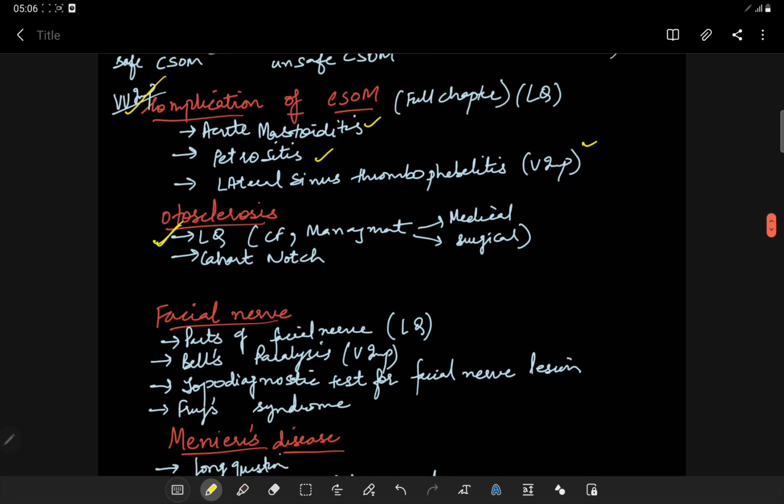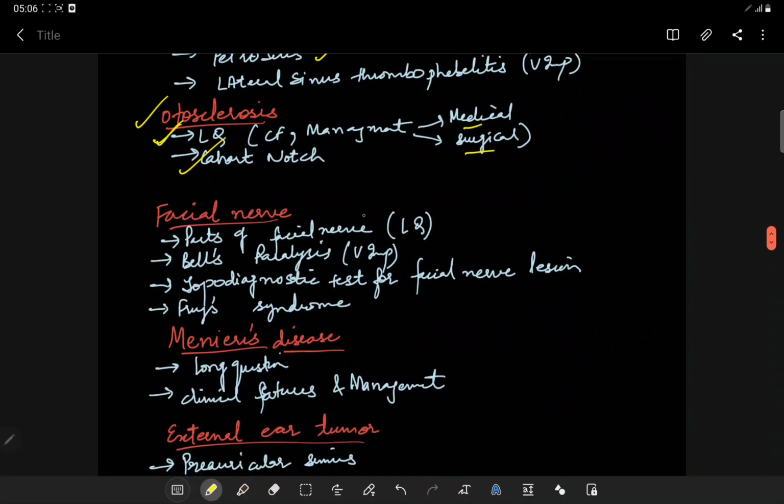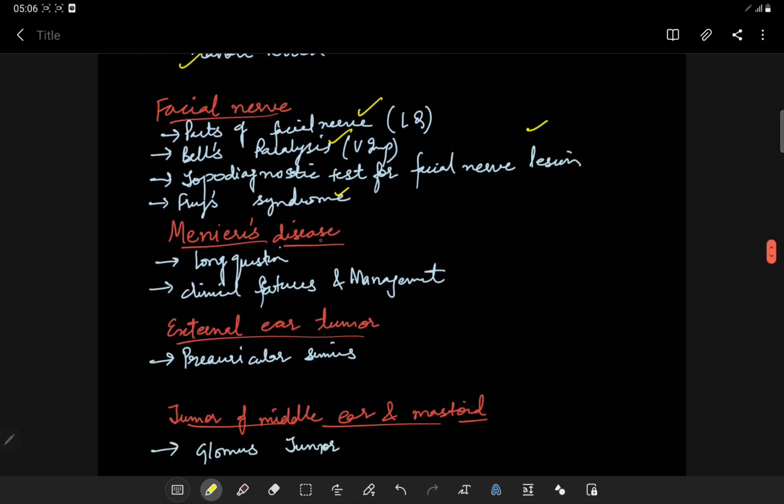Otosclerosis, a long question can be asked on otosclerosis, medical management, surgical management, stapedectomy, that was the earlier management. Now we have stapedotomy, which is very important, Carhart's notch. And then facial nerve, parts of the facial nerve, long question. Bell's palsy, very important, topodiagnostic tests for facial nerve lesion are important. And we have Frey syndrome. Meniere's disease, a long question can be asked, clinical features and its management.